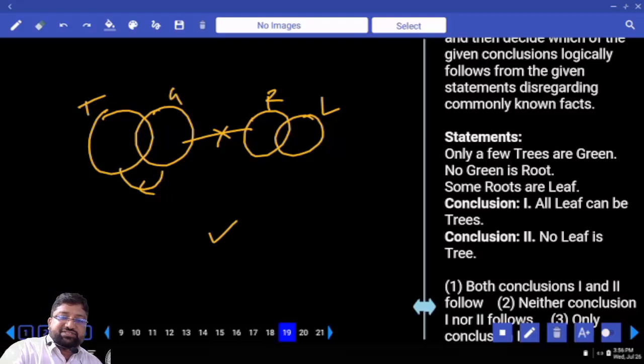No leaf is tree. What is the complementary? Some leaves are tree. Possible or not possible? Possible. This is no. What's the answer? Only one.